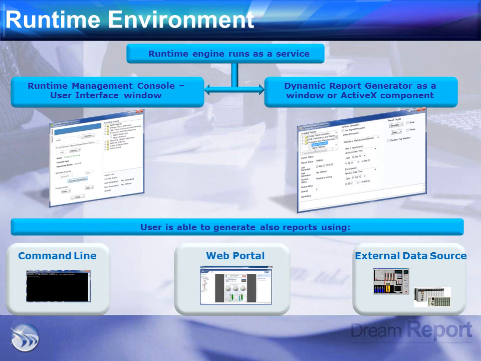Dream Report also has Dynamic Report Generator, which enables users to select any report in real time, select a dynamic time period or desired batch ID, and generate that report for the selected period. Dynamic Report Generator is available as a window and as an ActiveX component, which allows users to integrate the Dynamic Report Generator control into third-party applications. And besides manual generation, Dream Report allows users to generate reports using the command line or from a web portal, or using a real-time event from an external data source like HMI or SCADA or PLC.